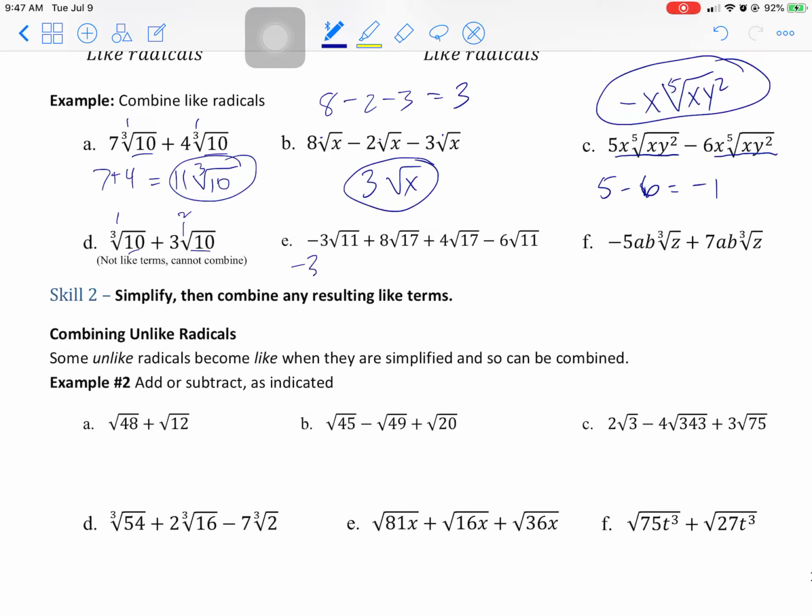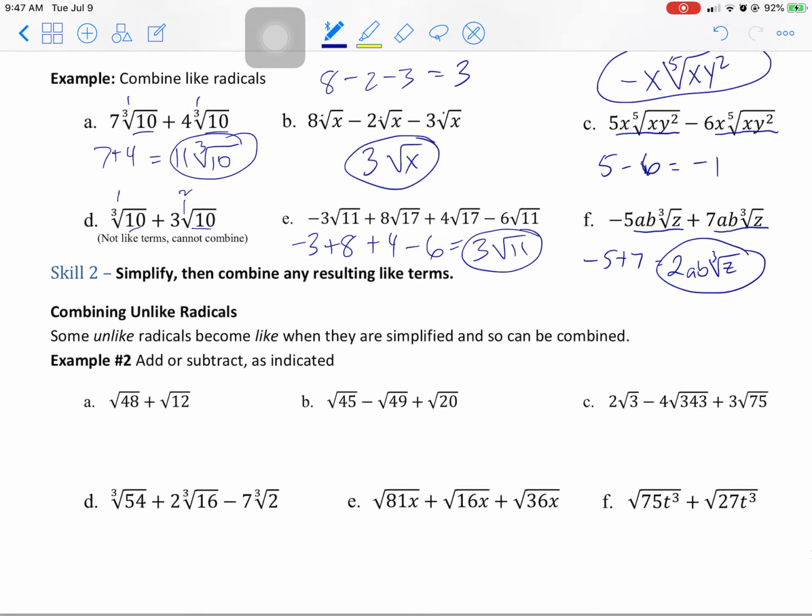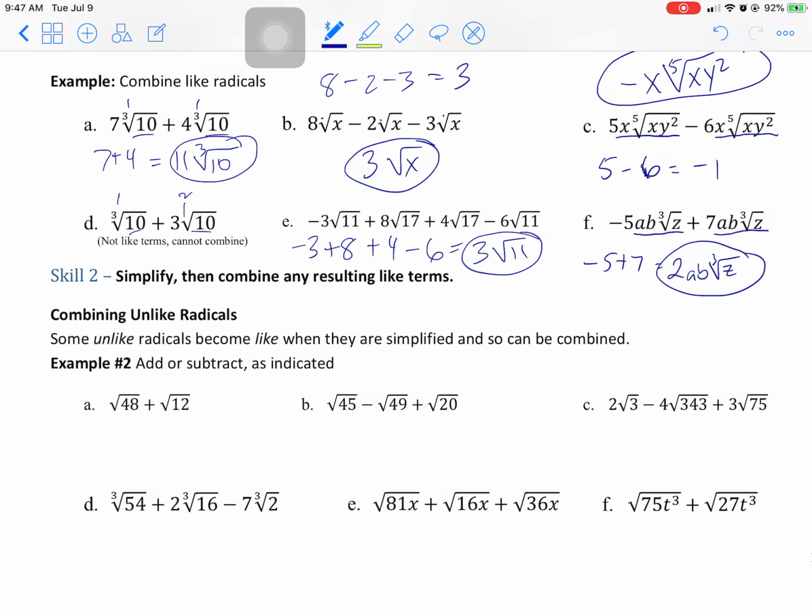These you can. This is negative 3 plus 8 plus 4 minus 6, which is 3 square root of 11. Okay. And then this one, all of this has to be the same. All of this has to be the same. So negative 5 plus 7 equals 2ab cubed root of z for my final answer. Okay. And then combine and simplify.